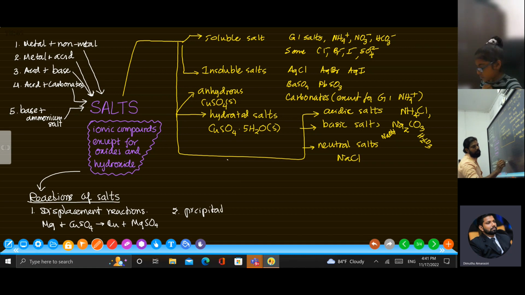Precipitation. That means two salts react to give insoluble salt, precipitations. Like sodium chloride, it's a soluble salt, plus silver nitrate soluble salt, and will give you what? Silver chloride precipitate and water.